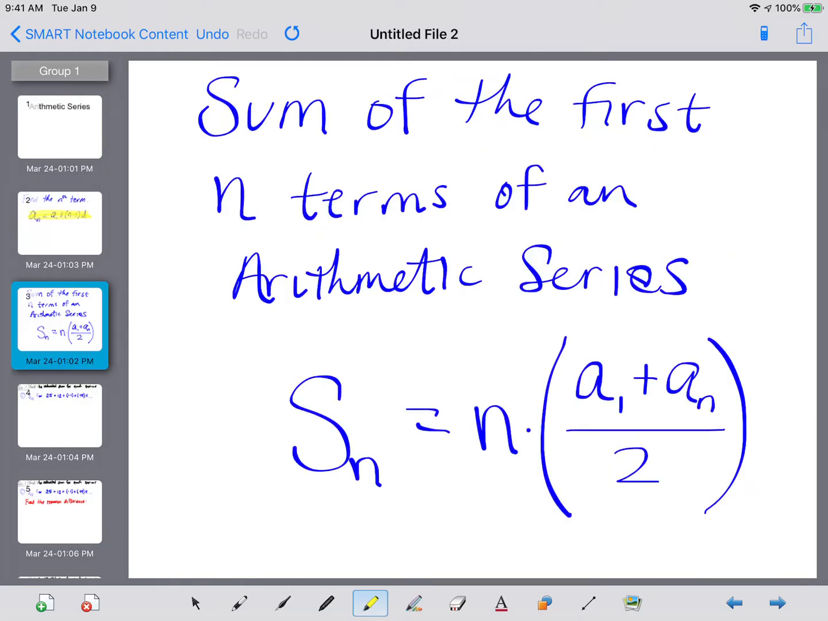So to find the sum of the first n terms of an arithmetic series, we have the formula s sub n equals n times, with that parentheses, a sub 1 plus a sub n, all divided by 2. So take a minute, write this formula down, and we will dive into our first example.